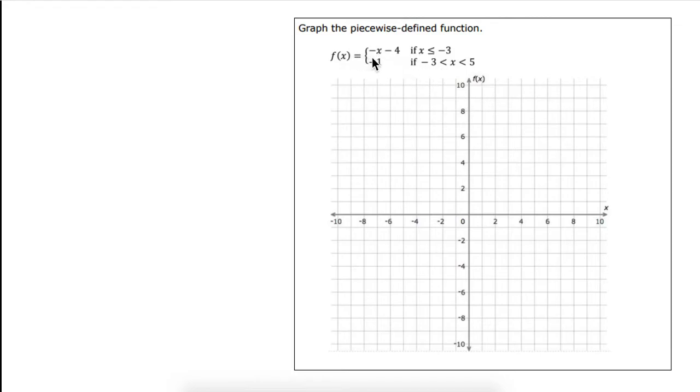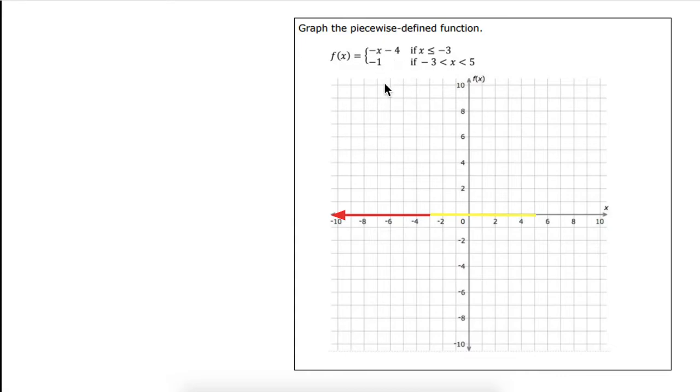Part of the function is defined as f of x equals negative x minus 4 when x is less than negative 3, and f of x equals negative 1 when x is between negative 3 and 5. So the first part covers values below negative 3, and that's negative x minus 4. The second part is when we are from negative 3 to 5, and then f of x is negative 1.